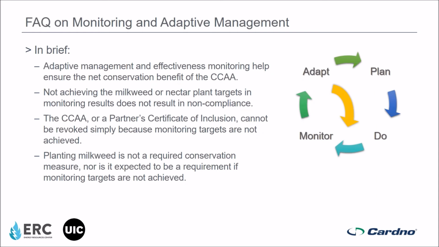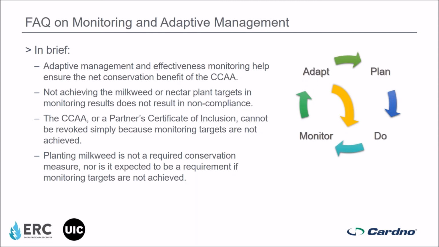So where having the optional data can help provide better information to inform those kinds of conversations when and if they occur. Again, not achieving a milkweed or nectar plant target in monitoring does not result in non-compliance. It's only not fulfilling the actions intended to be implemented under the agreement. So if you don't meet the monitoring targets, your certificate of inclusion will not be revoked simply because your monitoring targets were not met. And then last, what would that adaptive management look like?